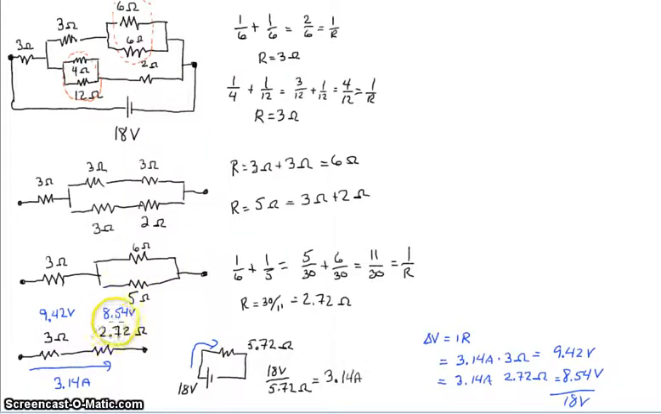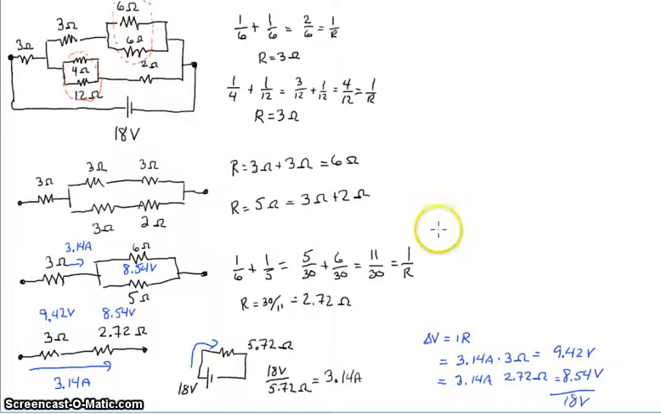Alright, so now if we look at this 2.72 ohm resistor, it really represents the 6 ohm and the 5 ohm resistors in parallel, which means if 8.54 volts are across the 2.72 ohm resistor, the 8.54 volts will be across both the 6 ohm and the 5 ohm resistor. So if we know the voltage and the resistance for each of these, we can find the current across these two branches. And the current going into here is 3.14 amps. So these two currents should add up to equal 3.14.